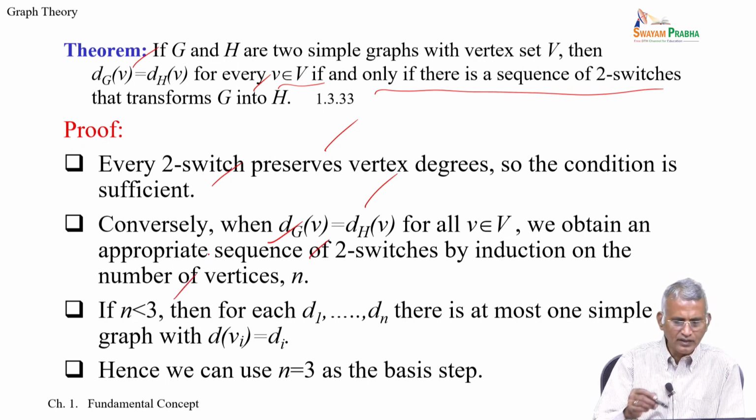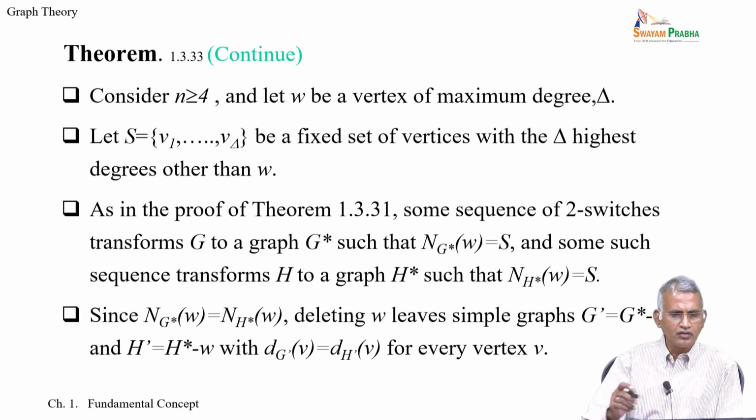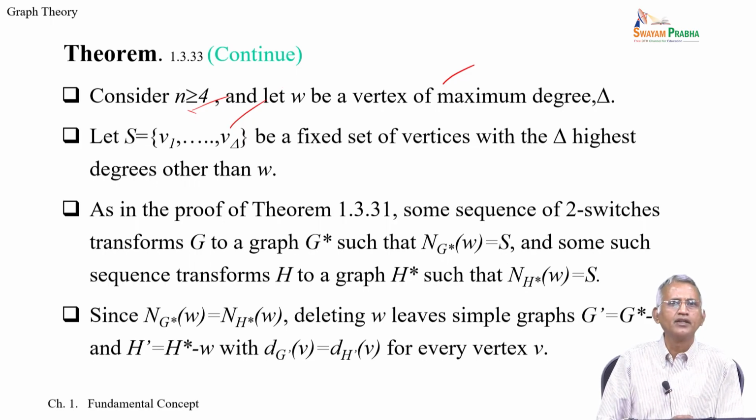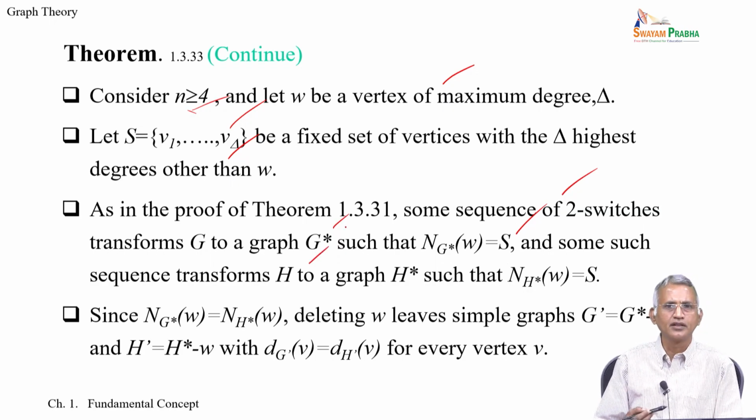If n is less than 3, then for each d1 to dn, there is at most one simple graph with d of vi equal to di. So, for n equal to 3, we have the basis step. If n is greater than or equal to 4, let W be the vertex of maximum degree delta. So, S equal to V1 to V delta be a fixed set of vertices with delta highest degree other than W. So, as per the proof of theorem 31, some sequence of 2 switches transforms G to a graph G star, and N of W over G star equals S, and some such sequence transforms H to a graph H star such that N of W over H star equals S.